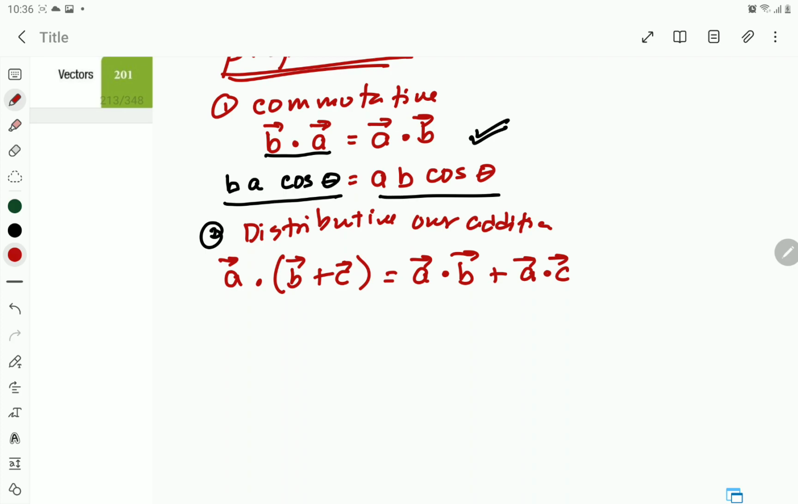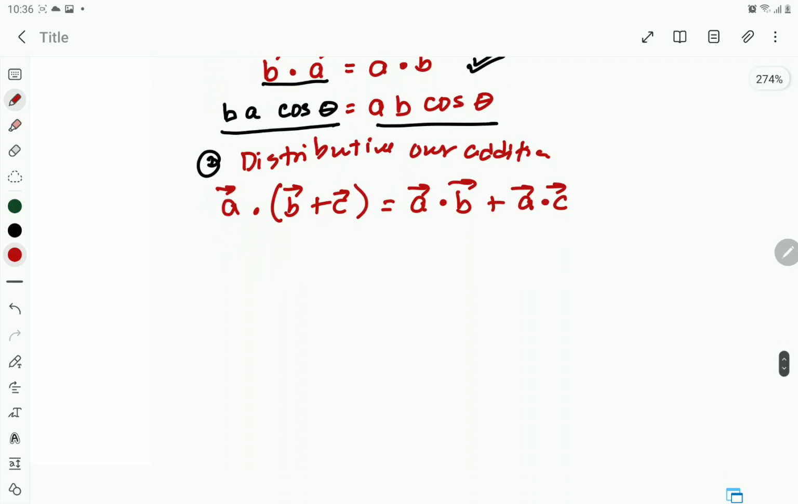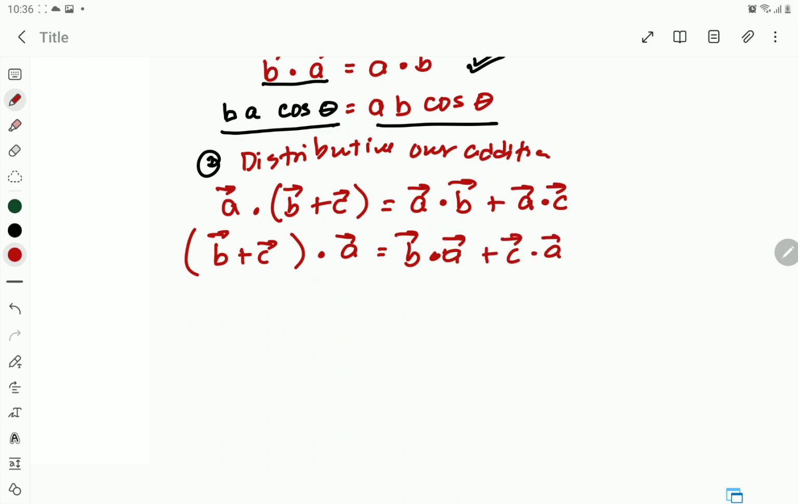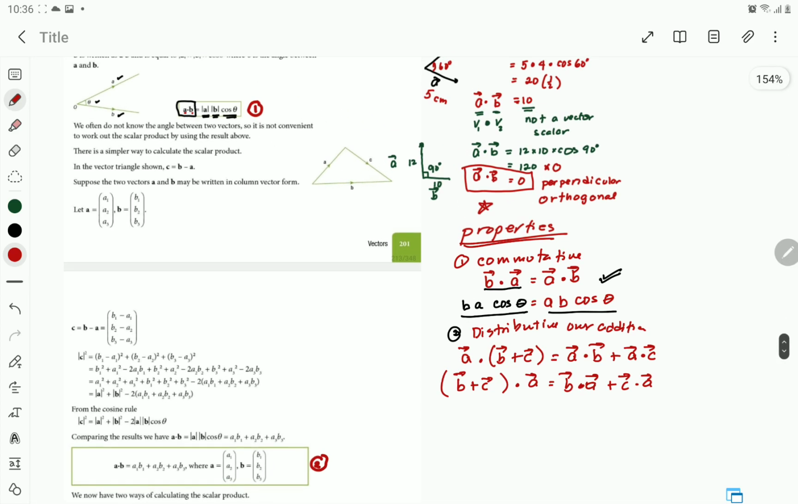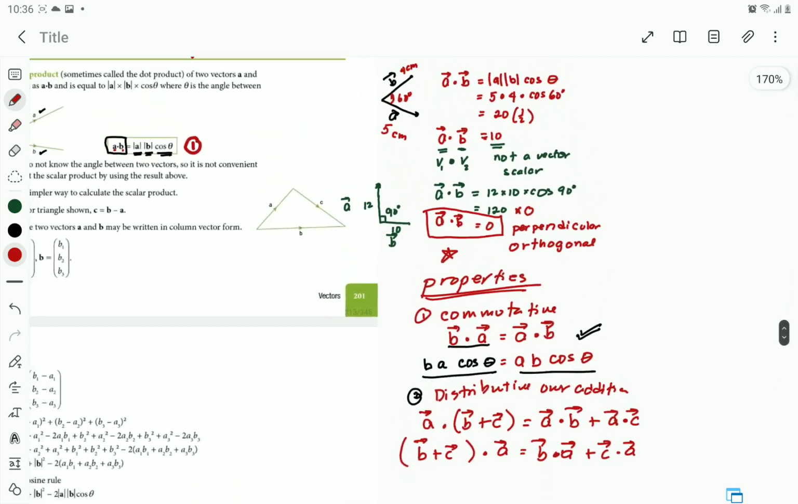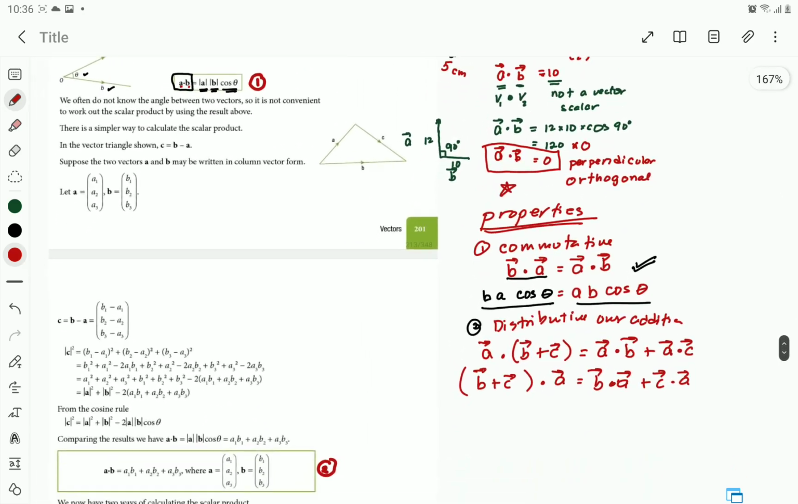Similarly, if you have (B plus C), again, these are vectors, dot with vector A, it is the same as B dot vector A plus C dot vector A. Okay? This is very helpful when you solve some exercises.